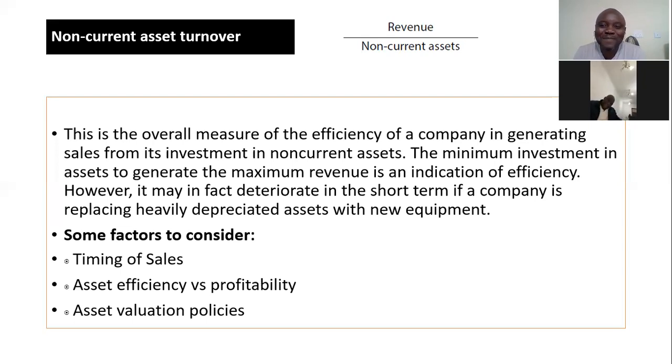So I say the minimum investment in assets to generate the maximum revenue is an indication of efficiency. It shows how efficient your non-current assets are at generating meaningful revenues. However, it may deteriorate in the short term if a company is replacing heavily depreciated assets with new equipment. When you introduce new equipment, you might not use it to its fullest potential, so you can see a drop in this particular ratio. But going forward, you should expect it to go up.